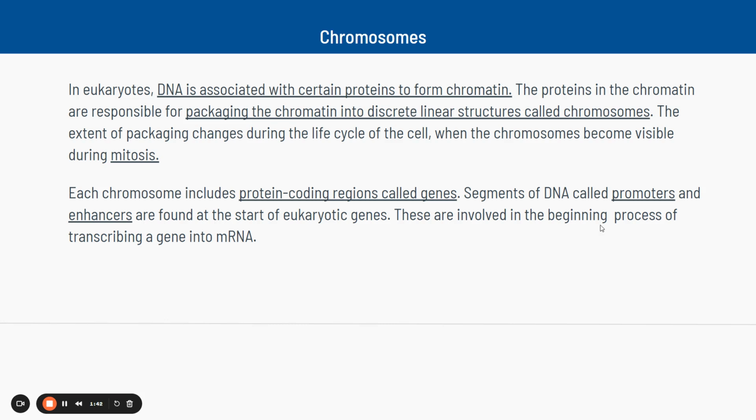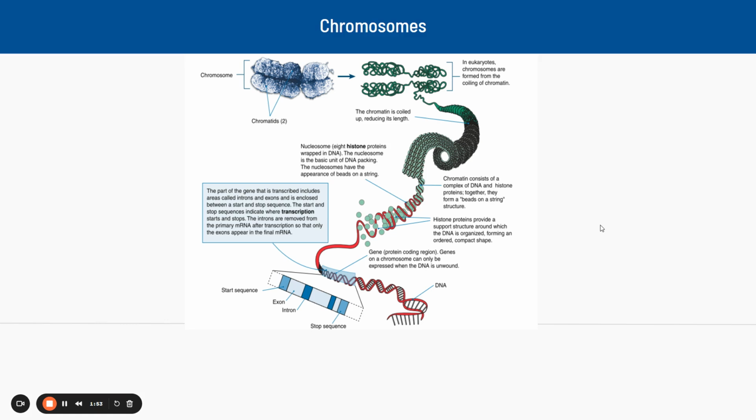Segments of DNA called promoters and enhancers are found at the start of eukaryotic genes. These are involved in the beginning processes of transcribing a gene into mRNA. So here, what makes up a chromosome are your two chromatids. You see there's a chromatid here, and it makes up one chromosome. The chromatin is coiled up, and it does that to reduce the length of DNA overall.